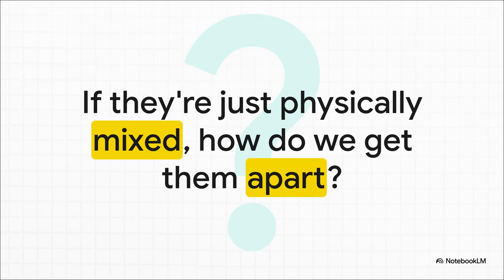Which leads to a pretty practical question, right? If the parts of a mixture aren't chemically stuck together, we should be able to separate them just by using their physical traits, without some big chemical reaction. And yeah, absolutely, we've got some really clever ways to do just that.